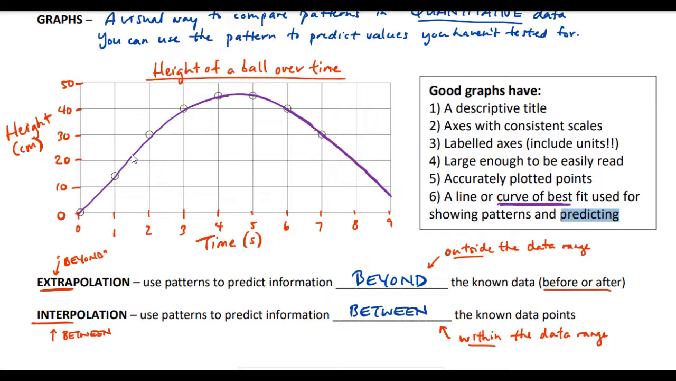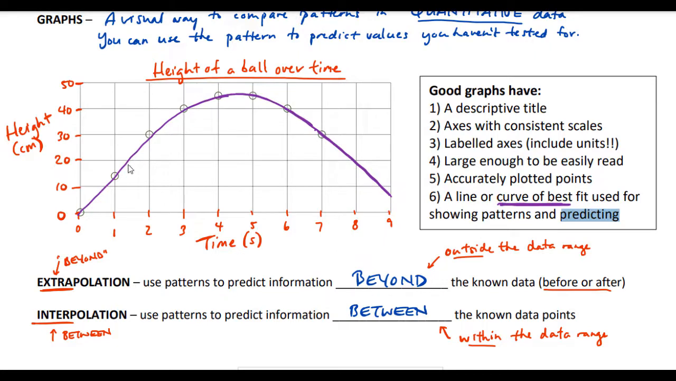But let's say I want to know. Well, once I've done my graph and I've plotted my points and I've drawn the curve of best fit, then I've got information in between my data points that I can make a good guess at. How did it get from 1 second to 2 seconds? It must have been somewhere around, maybe let's say 23 at about 1.5. So I go up 1.5 to the point and I go across and I say, yeah, it was probably maybe 23, maybe 24 centimeters high at 1.5 seconds.